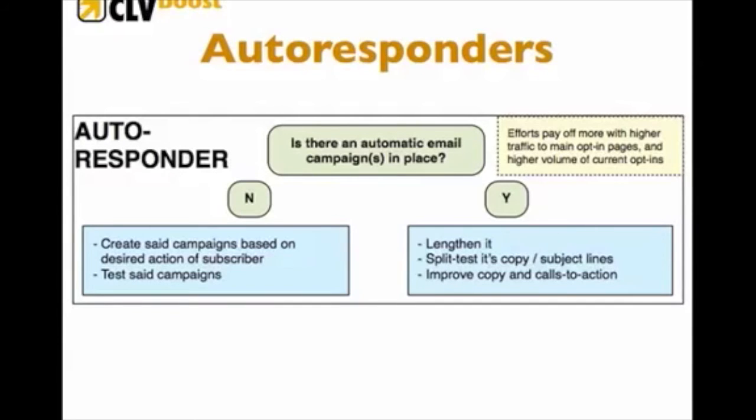You notice here at the top right, I've written, efforts pay off more with higher traffic to main opt-in pages and with higher volume of current opt-ins. So if we have a ton of opt-ins coming in every single week, or we have higher price points for the people that do opt-in, we're looking at a higher ROI with our autoresponders.